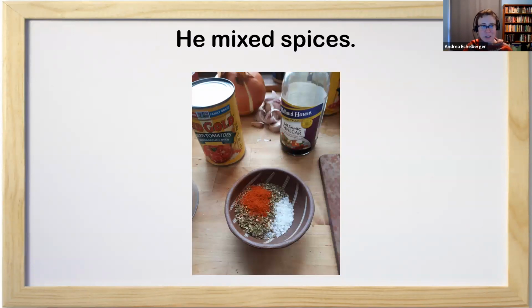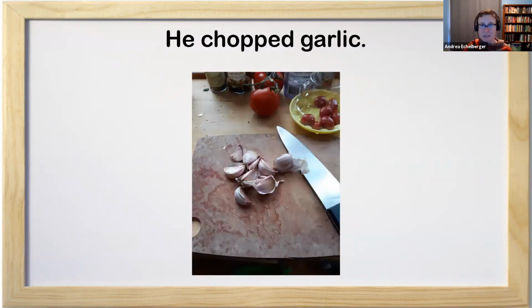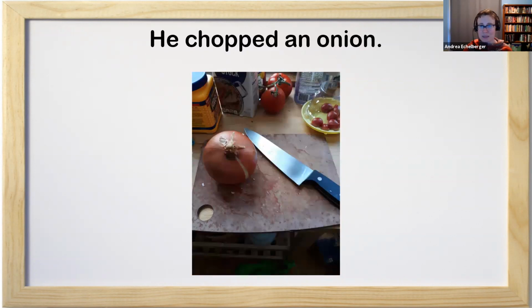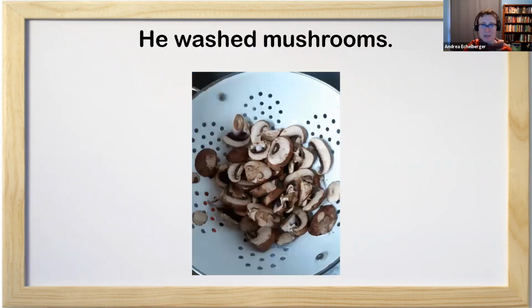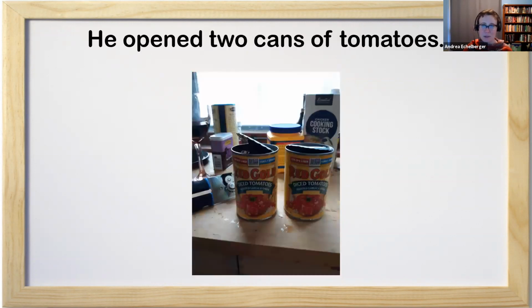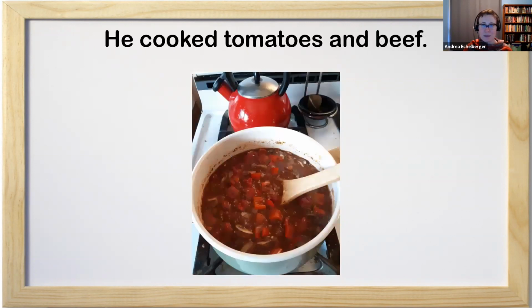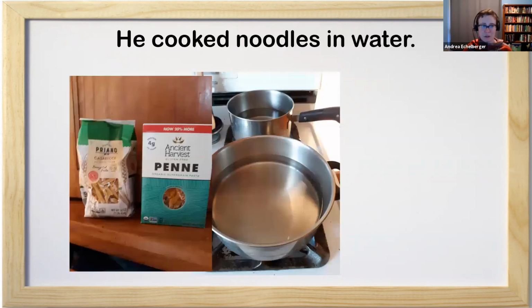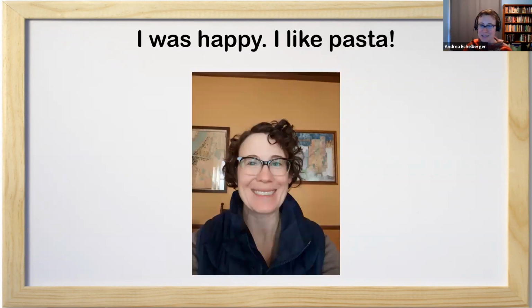So he cooked dinner. There were spices and garlic, and onion and peppers, mushrooms, cooking vegetables, cans of tomatoes, beef, and then cooking the noodles. And like any good story, it has a happy ending: I was happy because I like pasta. So this was a story that we created.